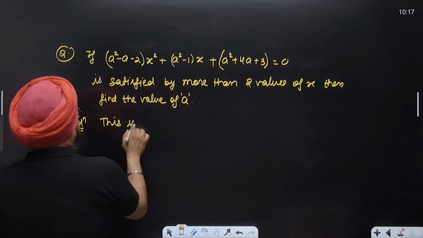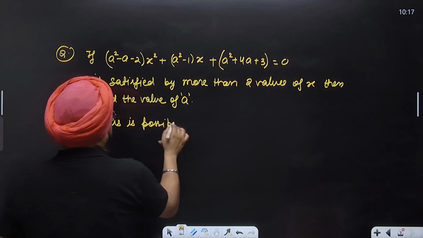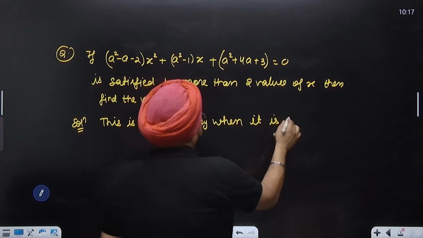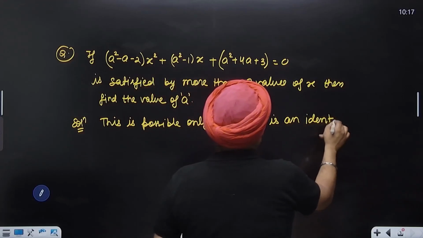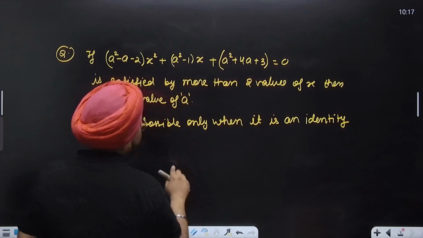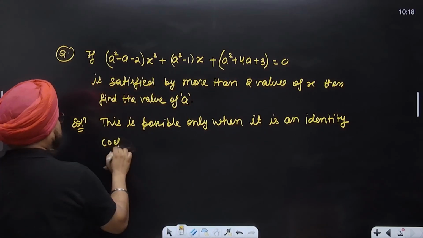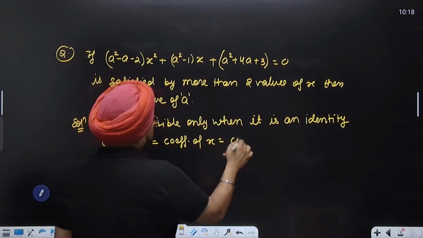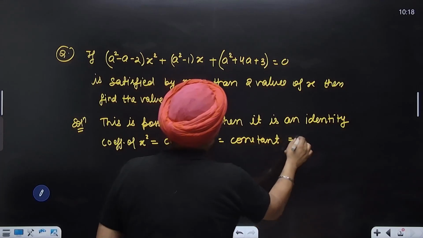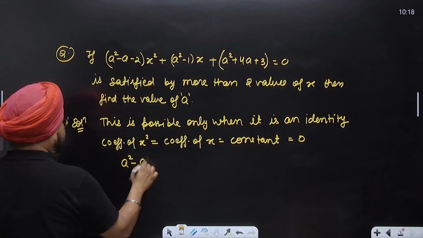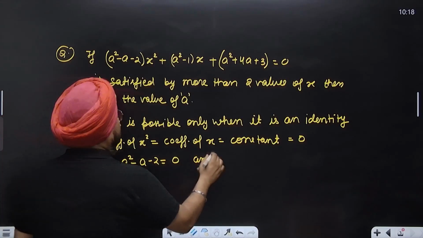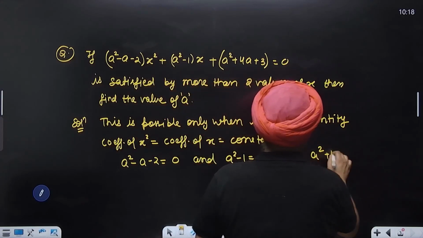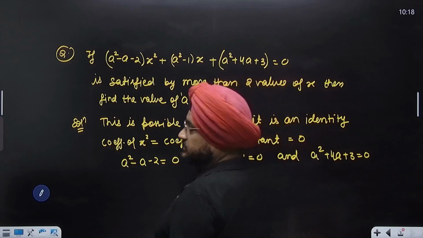So we can say this is possible only when it is an identity, and the condition for identity is the coefficient of x square is equal to coefficient of x is equal to constant, all are 0. So a square minus a minus 2 is equal to 0, and a square minus 1 is equal to 0, and a square plus 4a plus 3 is equal to 0.